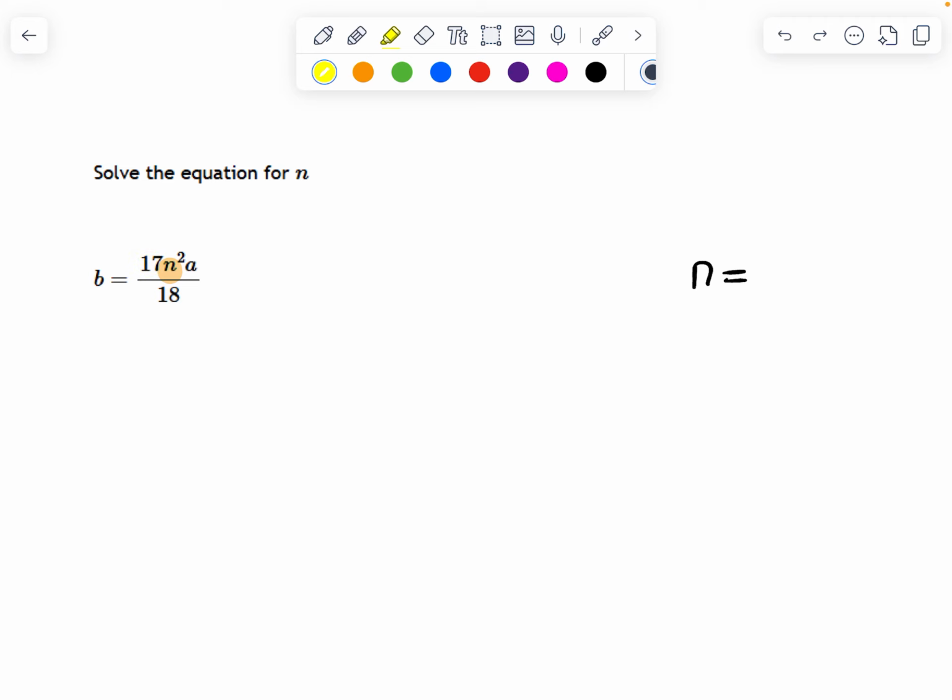So I'd say, okay, well, which one do we do first? The first thing that drives me a little crazy and is hard to deal with is fractions. Fractions are usually harder to work around, so let's undo that first. Right now we're looking at division of 18. How do we undo divide by 18? Well, undo division with multiplication, meaning if you multiply by 18, you will undo the division of 18. So those are gone on the right side, and we have 18b on the left. So we have 17n squared times a equals 18b.